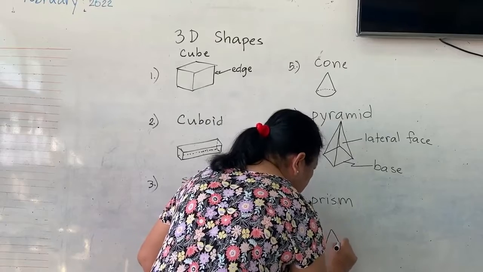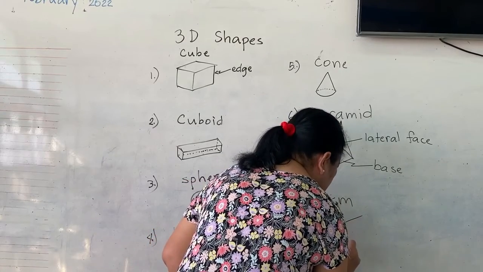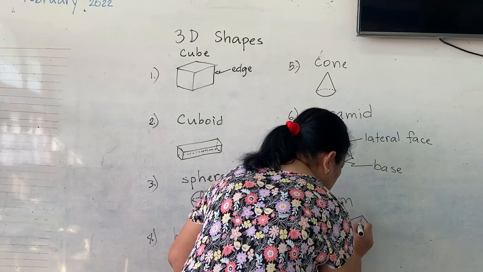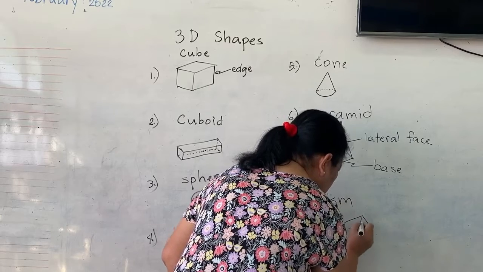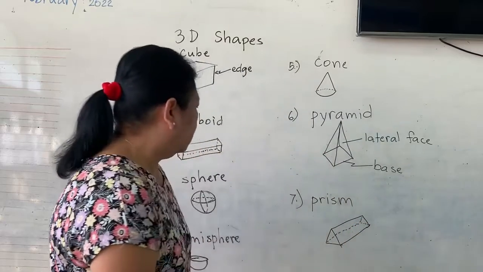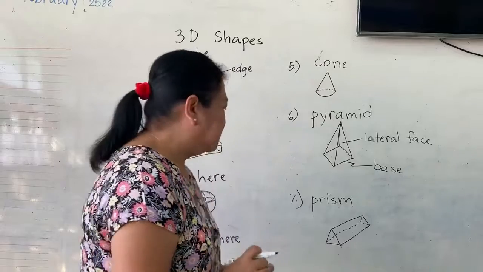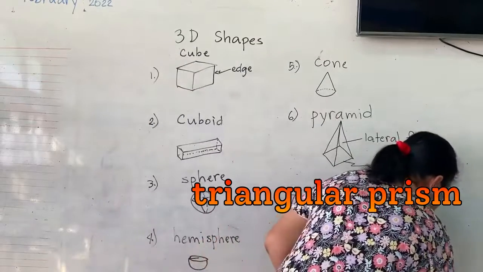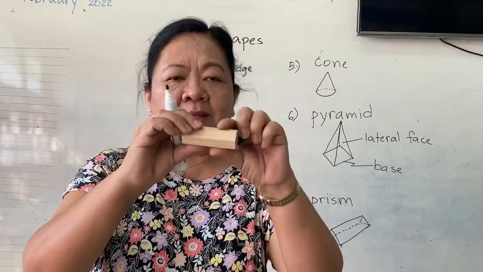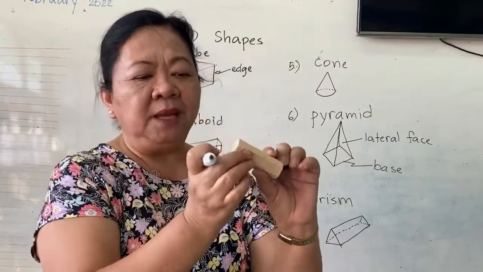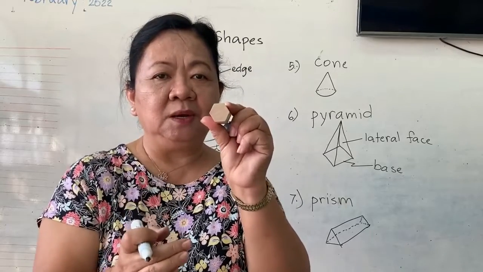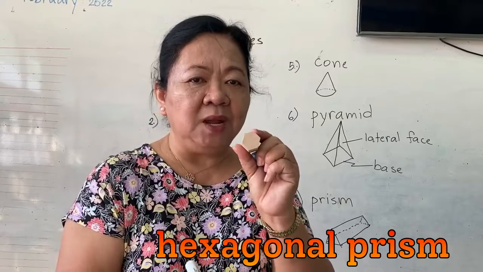So the base is a triangle like this. This is a triangular prism. And I have another example of a prism here. These are the lateral faces, which are rectangles, but the base is 1, 2, 3, 4, 5, 6, a hexagon. Therefore, we call this a hexagonal prism.